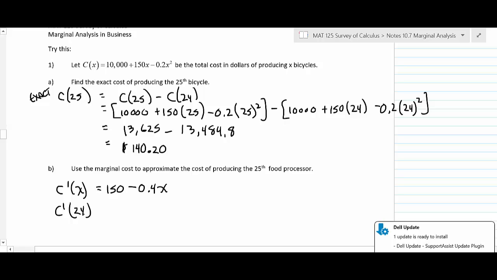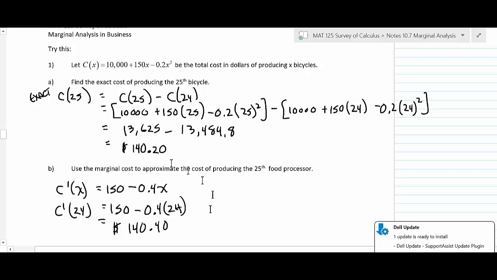Don't do it backwards, because I'm telling you, use it to approximate the next item. The next item from 24 is 25. So you should have done 150 minus 0.5 times 24. Be sure you don't get that backwards. And were you pretty close? This is 150 minus 0.4 times 24. So it is close. $140.40. So you're only off by 20 cents. Any questions about that?